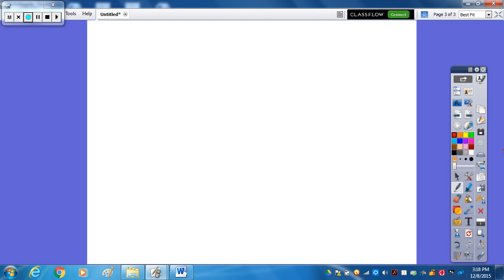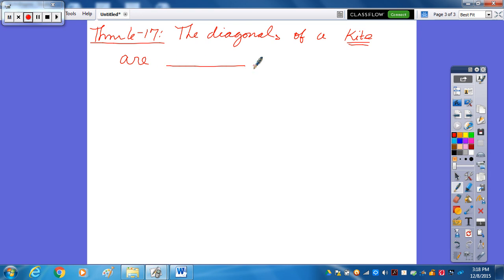The last theorem that we're going to look at is theorem 6.17. And theorem 6.17 says this: the diagonals of a kite, okay, working with a kite this time, are what? Okay, are what to each other? Well, here's what we're going to do. I'm going to go ahead and draw a kite.